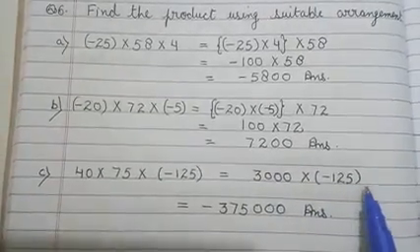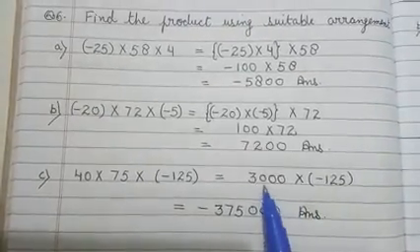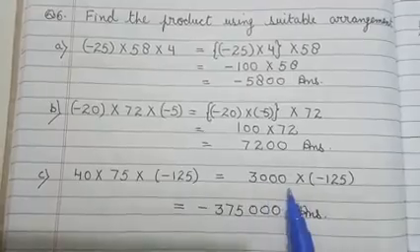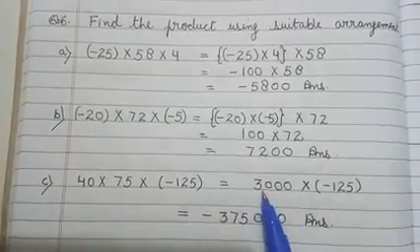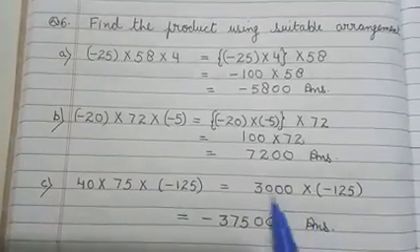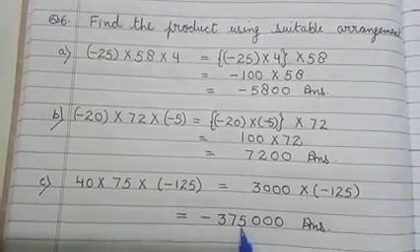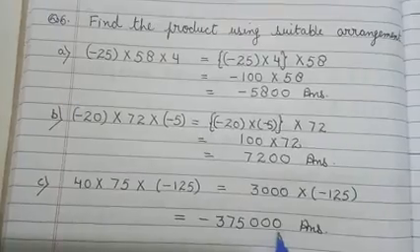3000 multiplied by minus 125. This is also an oral multiplication because we will put 3 zeros at the end of the product. So we just have to multiply minus 125 by 3 only. When we multiply 125 by 3, it becomes 375, and 3 zeros come after it.